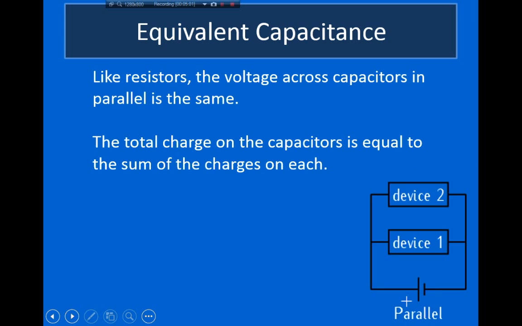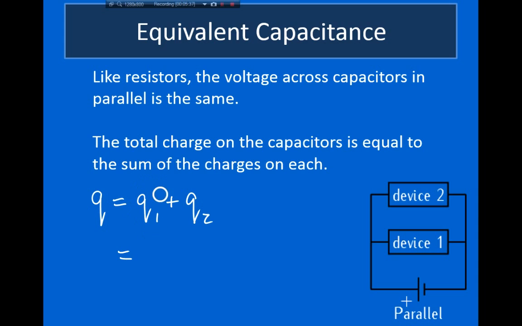Now, if I have capacitors that are in parallel, this is just like the resistors. So the voltage drop across these two capacitors is going to be the same. However, the total charge that builds up on the left side here is going to be equal to the charge that builds up on capacitor 1 plus the charge that builds up on capacitor 2. So the idea is that the total charge that builds up on these two things is equal to the sum of the charges that build up on the two capacitors. So we have that the equivalent charge is going to be equal to the charge that builds up on capacitor 1 plus the charge that builds up on capacitor 2.